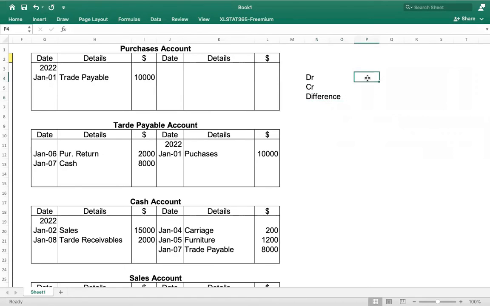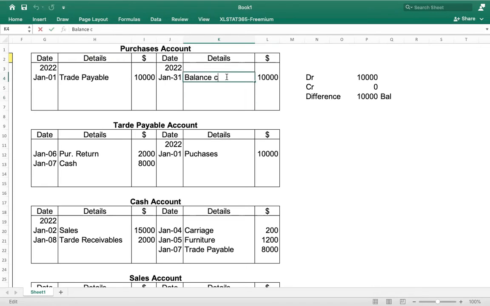What is the total of the debit side of the purchase account? 10,000. Credit side, what is the total? 0. What is the difference? 10,000. So this is known as balance. And this balance I will put on the side which has less amount. In the purchase account, which side has less money? Credit. So on the credit side I will write 2022, let's say end of the month, and I will write 10,000, and here I will write balance.